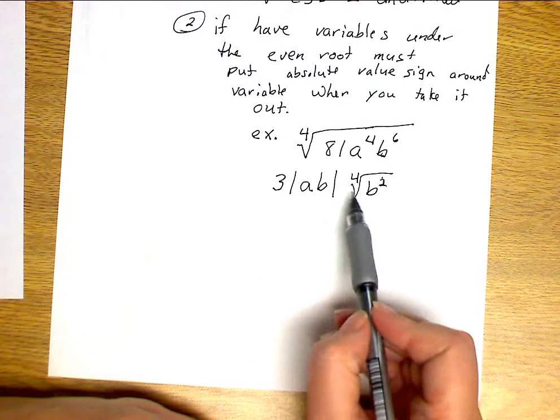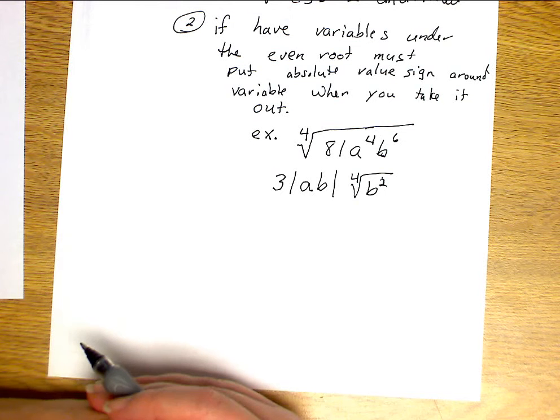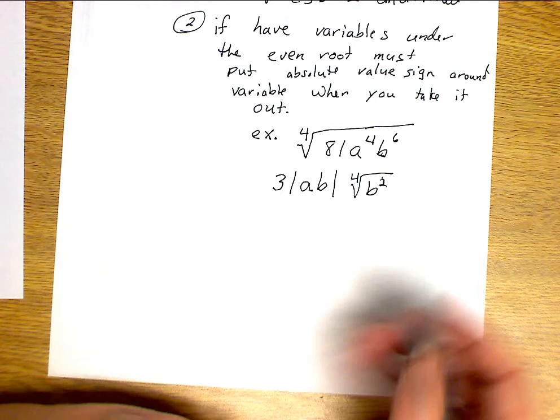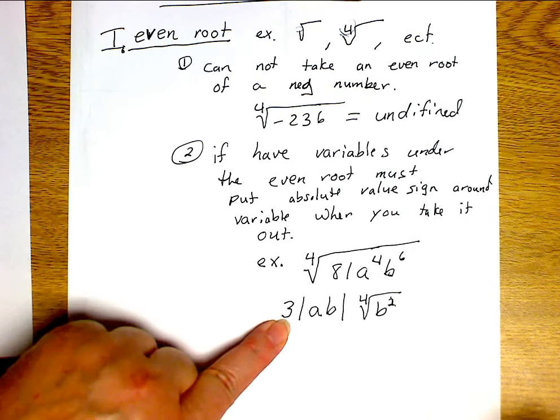Because when it comes out, it's going to be positive, and you can't have the square root be negative. Right. So, just so you know, these are the rules if it is an even root.